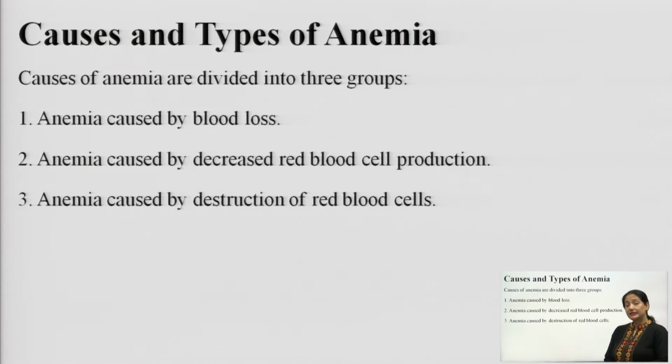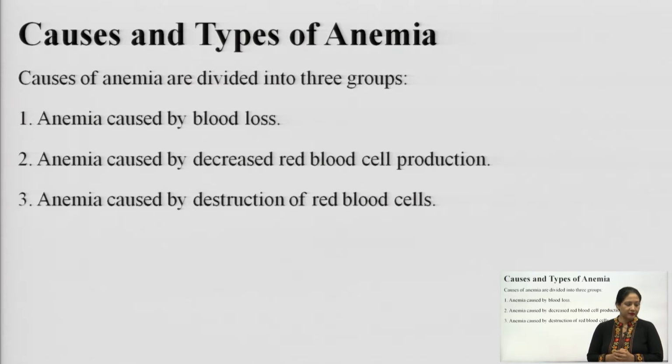Now, what is the reason behind anemia? What is the cause or type of anemia? According to the cause, we categorize anemia into three types. Number one, due to blood loss; number two, due to decreased production of red blood cells; or number three, due to the destruction of red blood cells. One by one we will discuss these in this presentation.